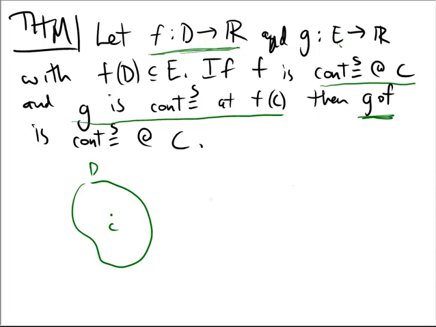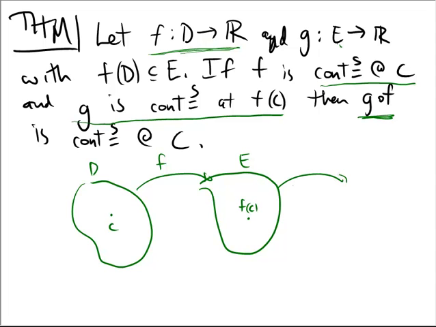Then it gets mapped over by f into a new set, E, still a subset of the reals, and f of c itself gets stuck maybe right there. And then there's a g function which is going to take that and move it over into another space, and that other space is going to have g composed f of c. And we're simply saying that as long as f is continuous at c, and if g is continuous at f of c, then the composition function will be continuous at c also.